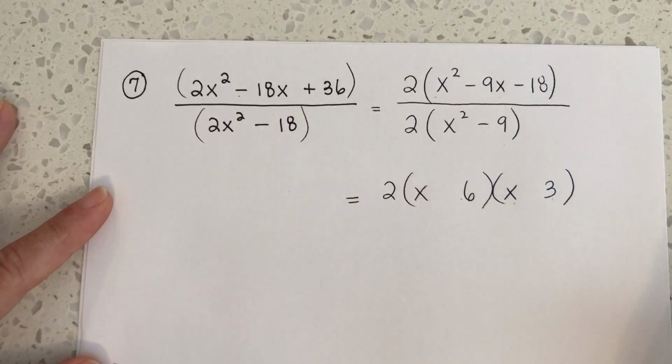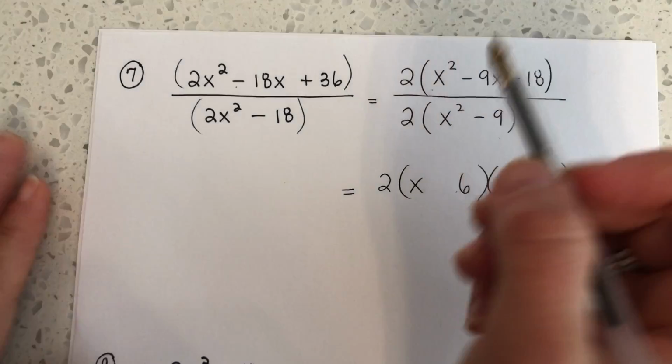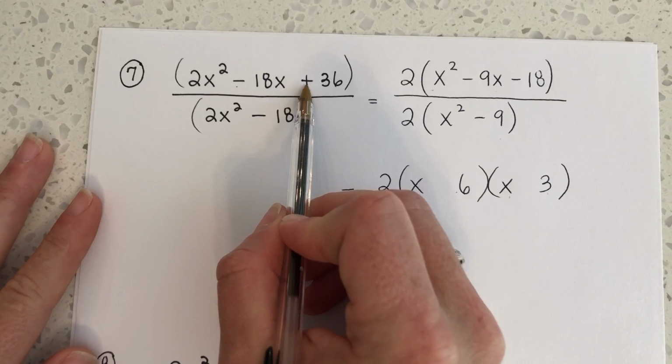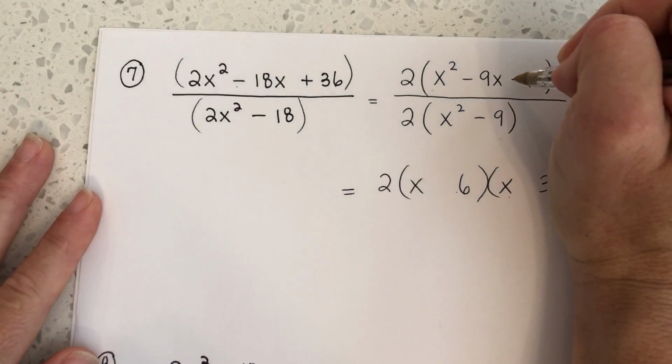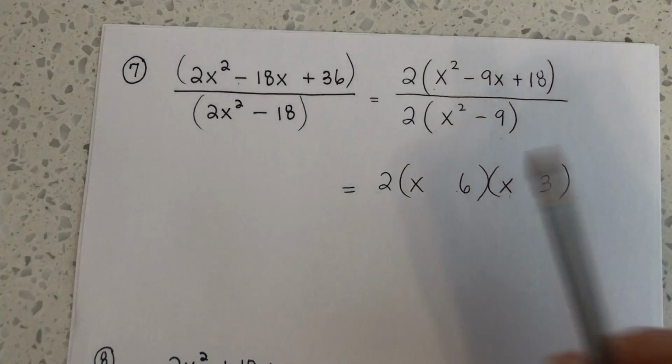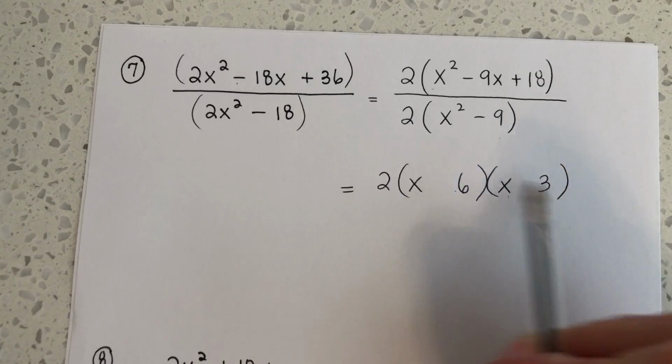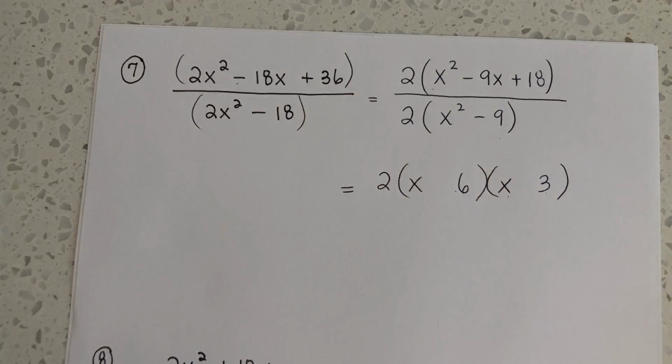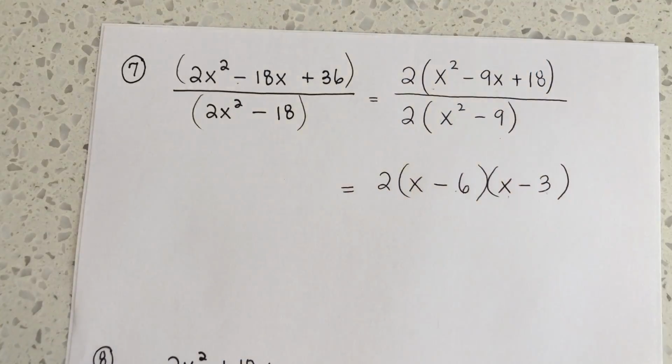All right, what signs do I need? Oh, guys, call me out on that. This is positive 36, right? So when I pull out the 2, this should be positive 18. Sorry about that. All right, so now what will make them multiply to positive 18 and then add up to negative 9? Both negative, right?